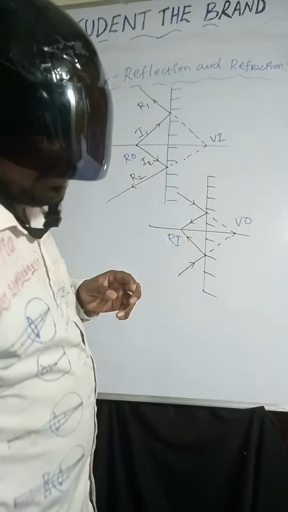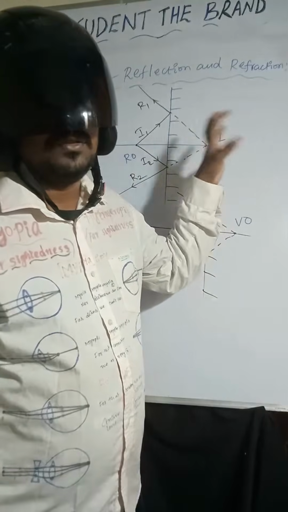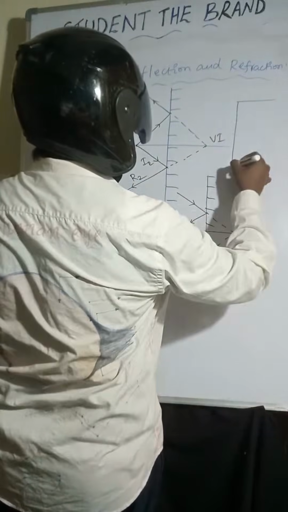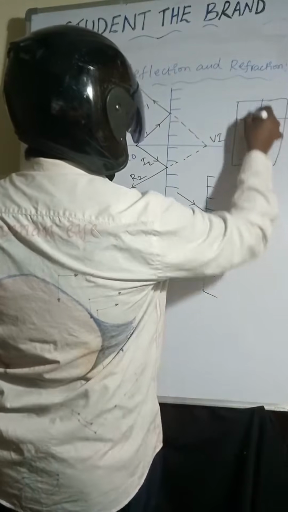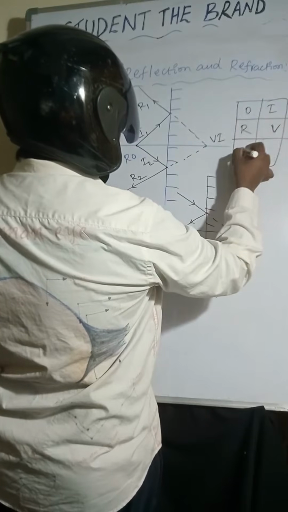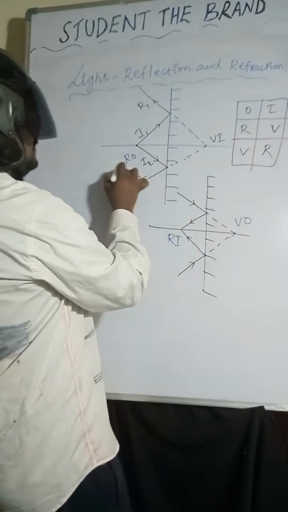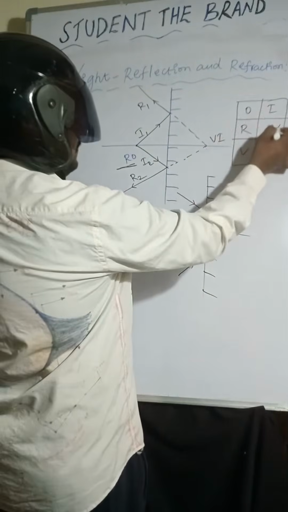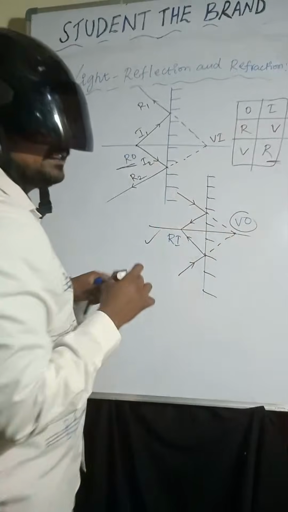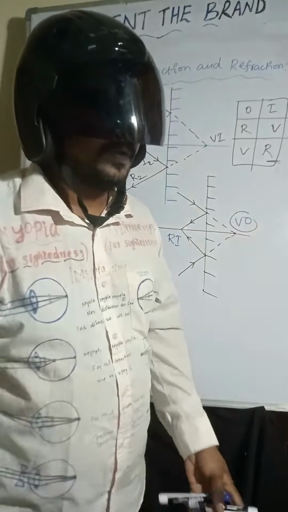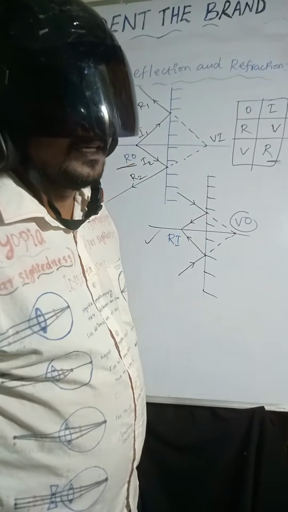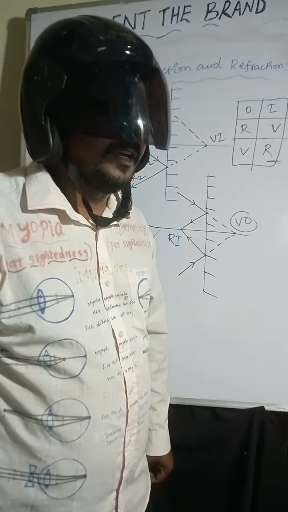I will conclude this concept. Actually, a conclusion is required, so I will summarize this concept. You can observe here, object and image. Object is real, image is virtual. Object is virtual, image is real. Very simple. That is very, very important. I hope it is very clear. So what is reflection? The bouncing back of light from a reflecting surface is called reflection of light.